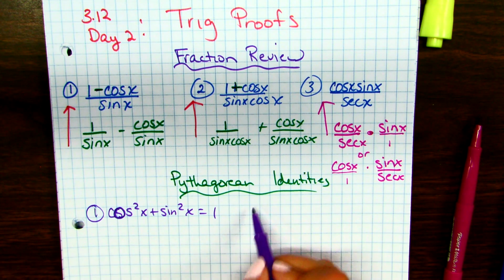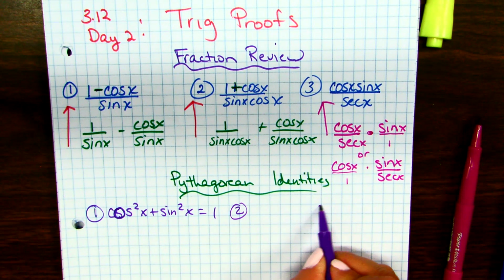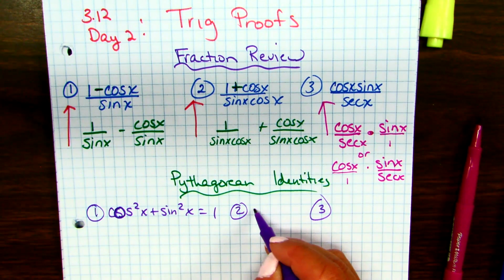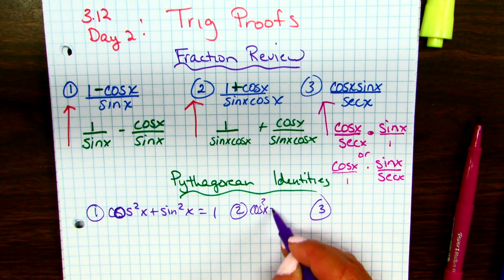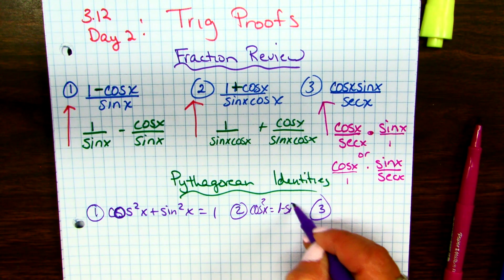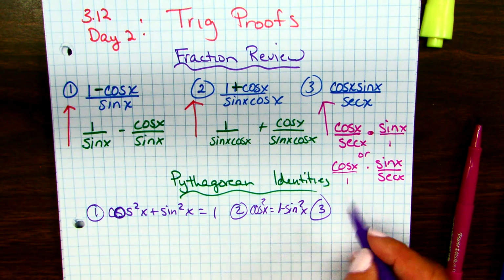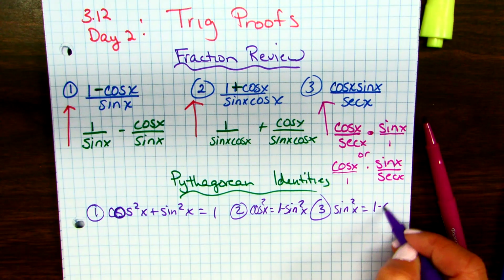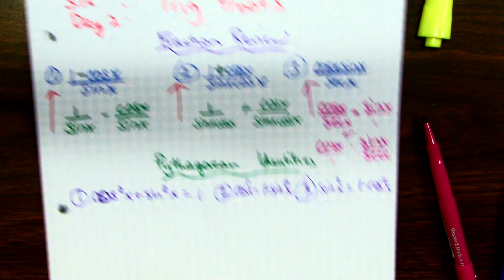All right? And then don't forget, you can rewrite this two other ways. You can isolate the cosine, isolate the sine. So if I want to get cosine squared by itself, I would just subtract sine squared x from 1. And if I want to get sine squared x by itself, I would subtract cosine squared x from both sides.